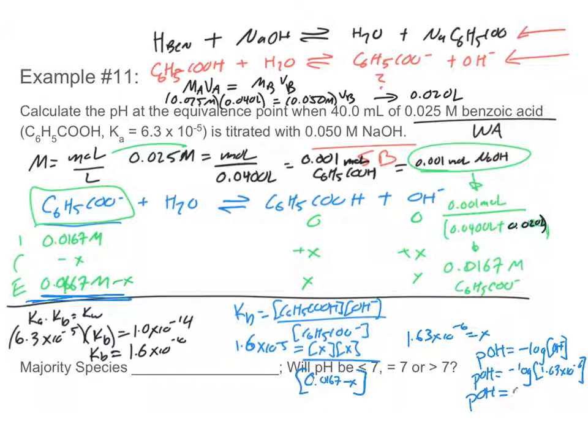So the pOH here will be 5.76, which would get me to a pH of 8.21. So this is at the equivalence point, and because this is a weak acid being titrated with a strong base, the equivalence point has to be greater than 7. Because this is a weak acid being titrated with a strong base, the equivalence point has to be greater than 7.